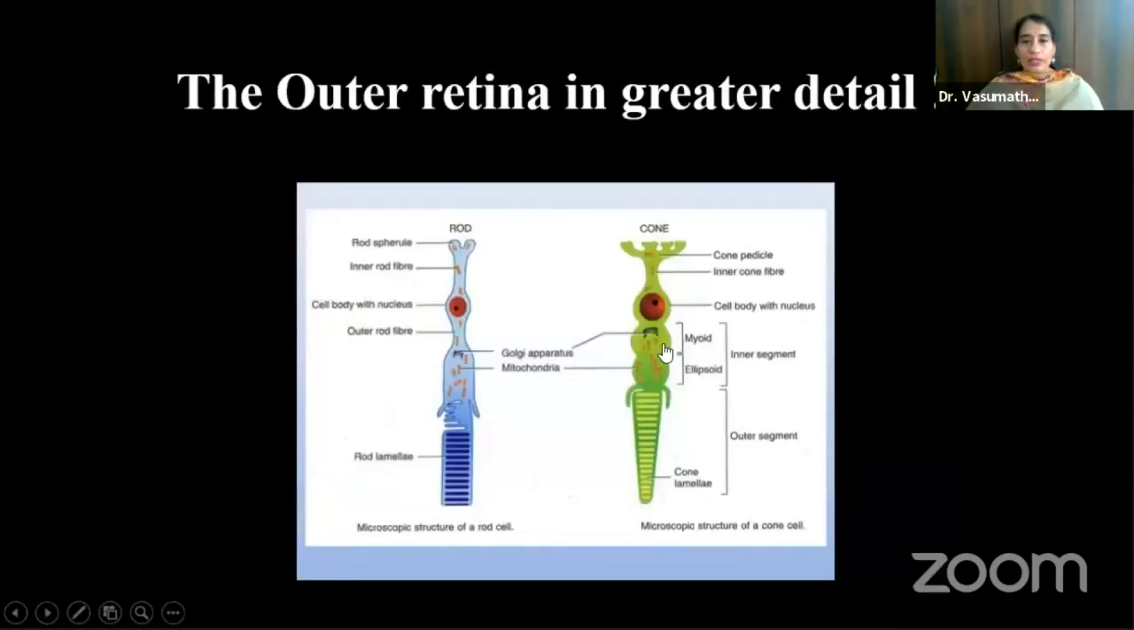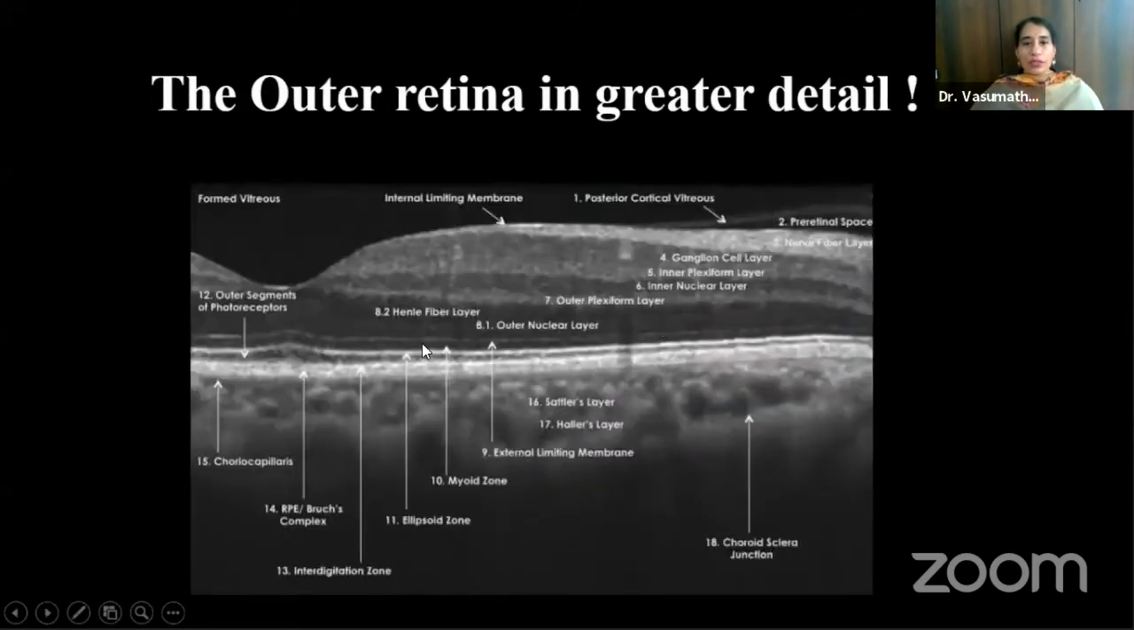And if you see the outer retina in greater detail, the inner segment of the photoreceptors has the outer ellipsoid and the inner myoid. This is seen in greater detail, especially in swept source OCT. You can make out the ellipsoid zone very well. And this is the RPE and Bruch's membrane. And this line on top of the RPE is the interdigitation zone, and this is the external limiting membrane. So the integrity of the external limiting membrane and the ellipsoid zone is very important. And nowadays we have started looking at these areas in greater detail in diabetic macular edema.